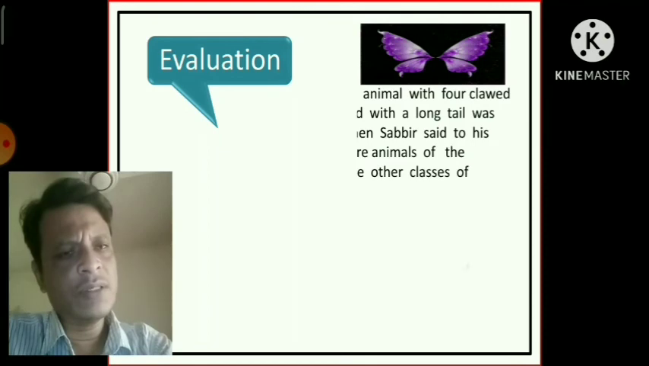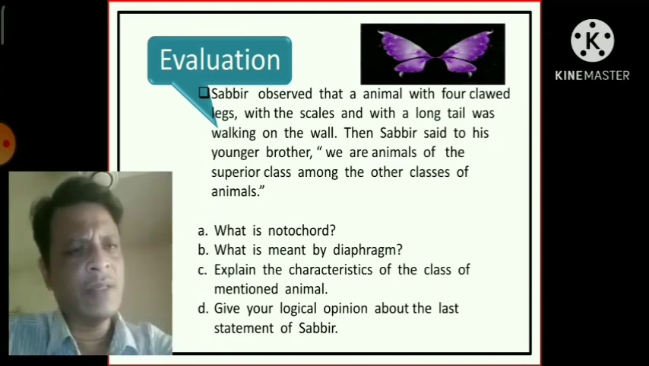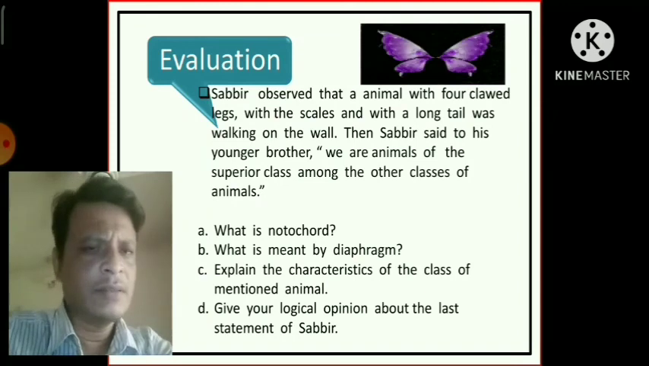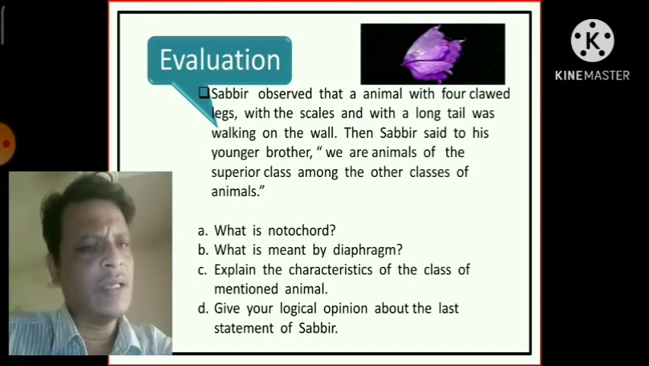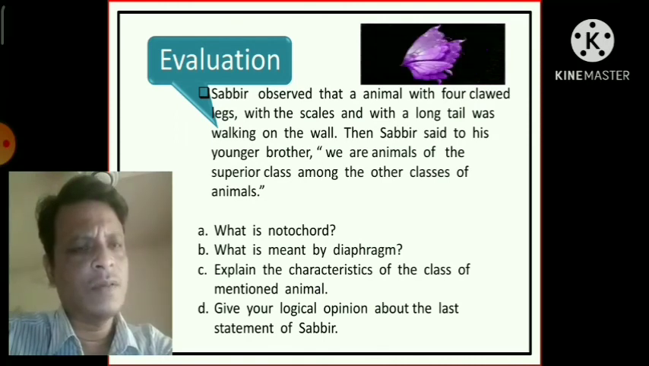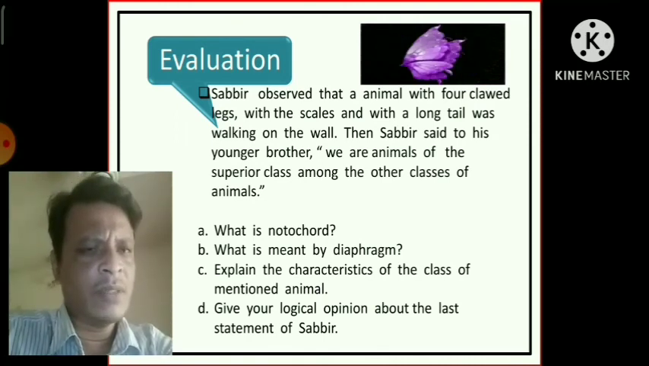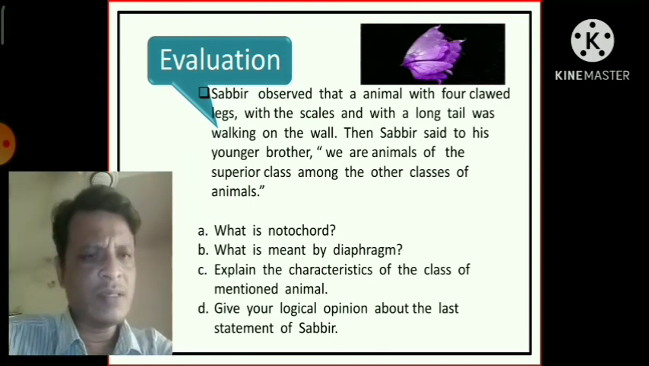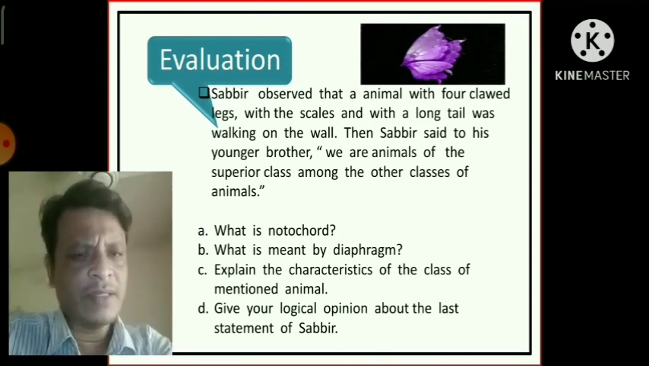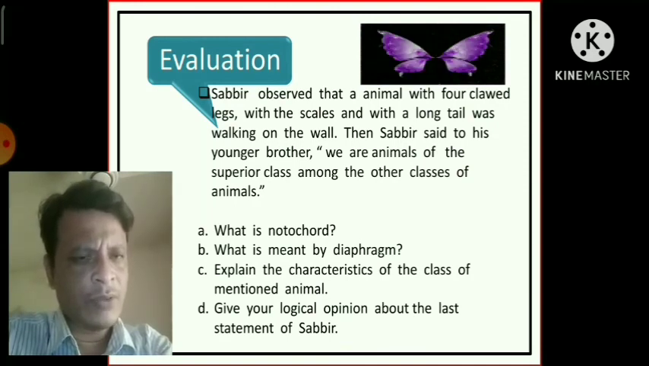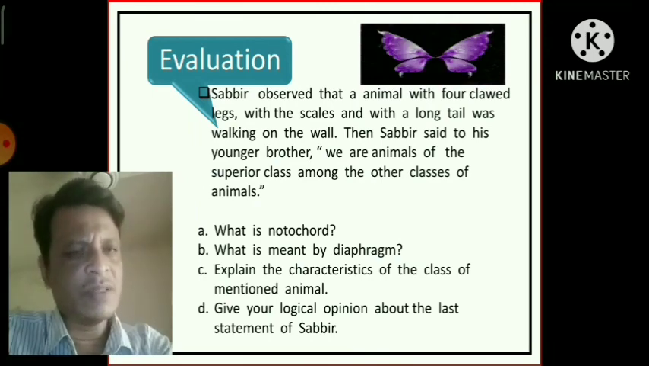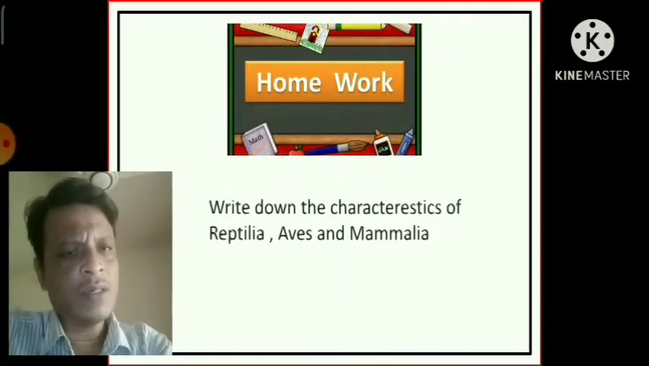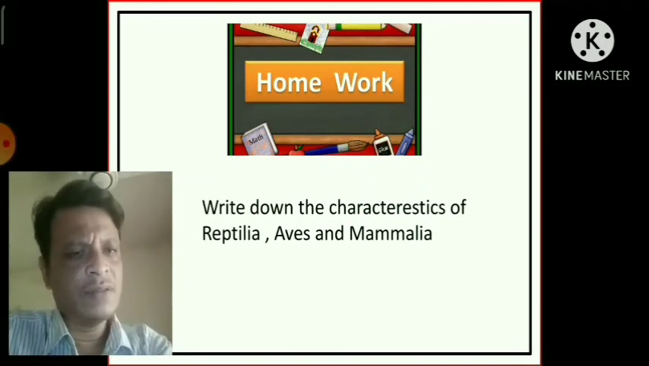Now the evaluation. Sabbir observed an animal with 4 clawed legs, with scales and with a long tail, walking on the wall. Then Sabbir said to his younger brother that it was an animal of a superior class among the other classes of animals. A. What is notochord? B. What is meant by diaphragm? C. Explain the characteristics of the class of the mentioned animal. D. Give your logical opinion about the last statement of Sabbir. Now the homework: write down the characteristics of the Reptilia, Aves, and the Mammalia.